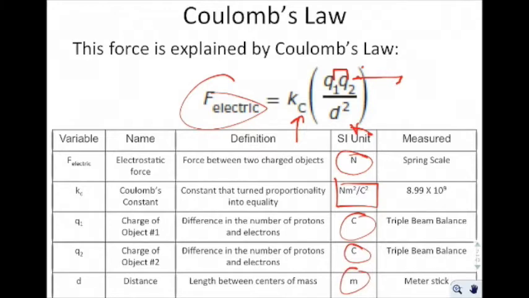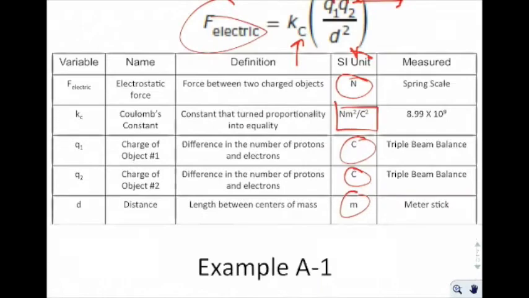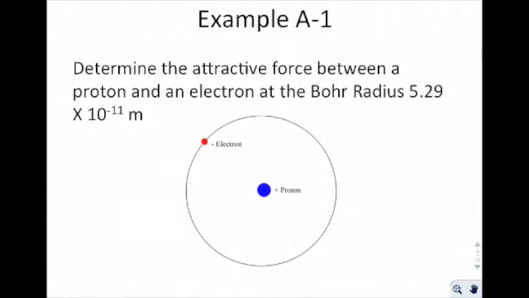Now, you're not going to be expected to do a large amount of calculations using Coulomb's law. But we're going to go ahead and start off and expect you to do some, because understanding the conceptual part of Coulomb's law is really key to understanding chemical properties. So, it says determine the attractive force between a proton and an electron at Bohr's radius, which is 5.29 times 10 to the minus 11th. So we want to use Coulomb's law in order to accomplish this. So when we do that, hold on just 1 second.